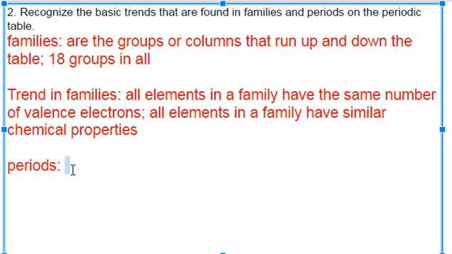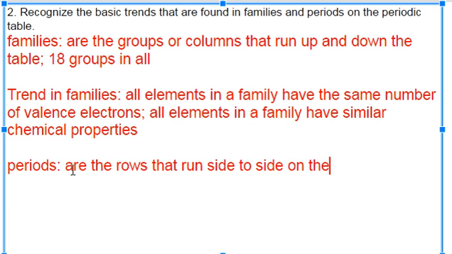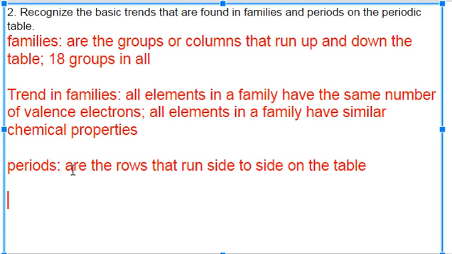Okay, so periods are the rows that run back and forth or side to side. And what's the trend in periods? Yeah, it tells you what energy.